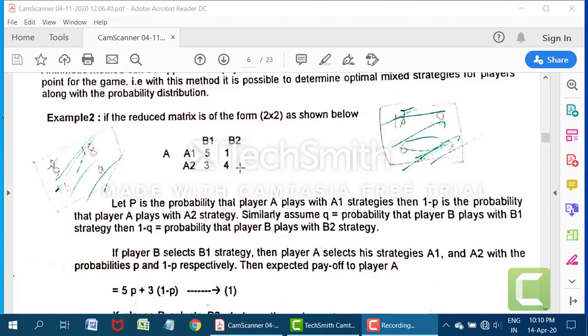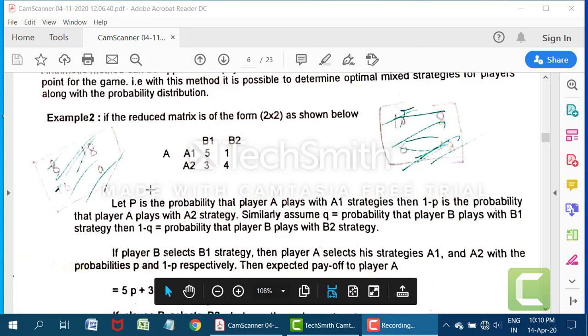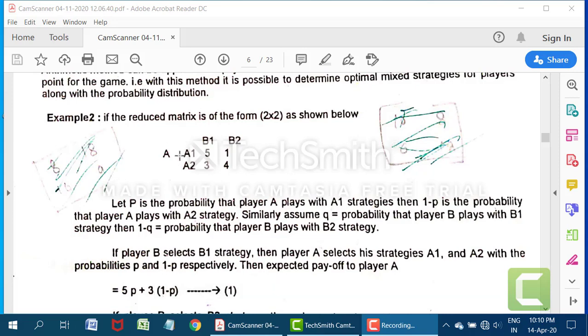Let P be the probability that player A plays the A1 strategy. Then the summation of the probabilities, this probability plus this probability, equals 1. If this is P, this will be 1 minus P. So if A plays A1 with probability P, then A will choose the A2 strategy with probability 1 minus P. A1 strategy's probability is P, A2 strategy's probability is 1 minus P.